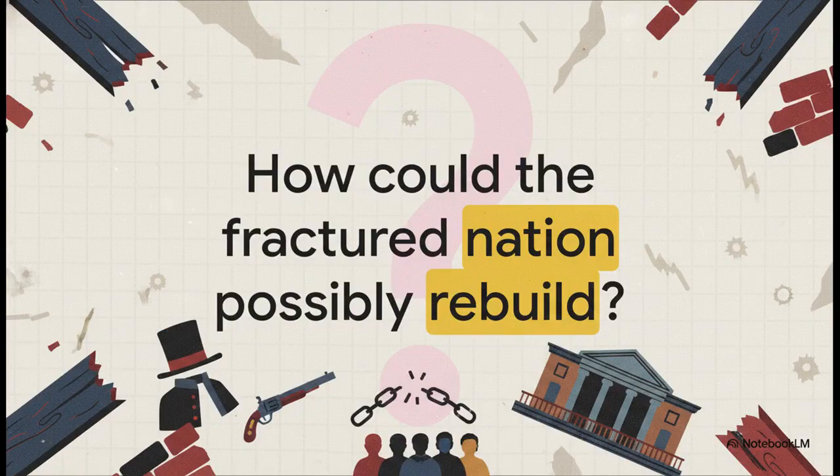Sadly, that healing process was violently cut short. While attending the play Our American Cousin at Ford's Theater, President Lincoln was shot by John Wilkes Booth, throwing the nation right back into total chaos. So think about this. With the country structurally and emotionally completely fractured and its visionary leader murdered just days after securing victory, how could the United States possibly rebuild?